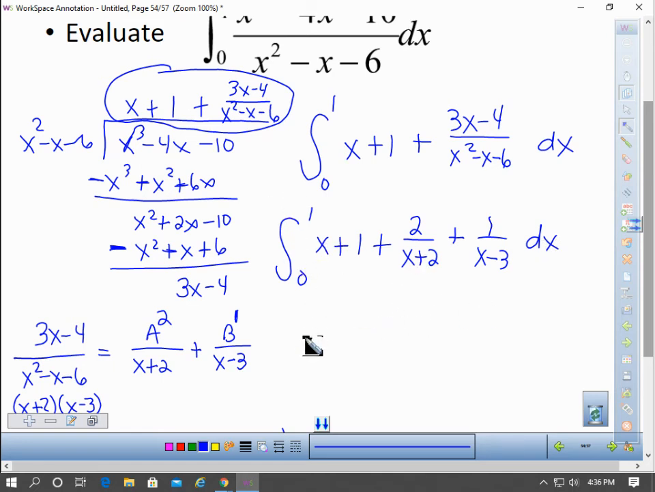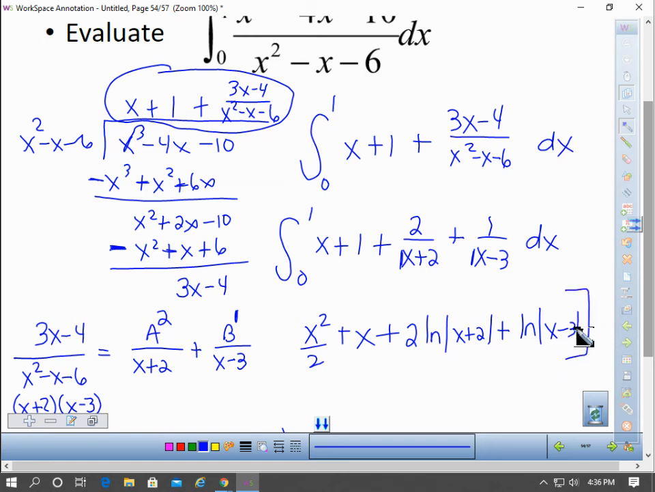The antiderivative of x is going to be x squared over 2, plus the antiderivative of 1 is just going to be x, plus, now here this has a 1 in front of it, so this is going to be a straightforward ln, and this is my coefficient, so 2 natural log of x plus 2. This has a 1 in front of it, and that's a 1 on top, so that's going to be a straight ln of the absolute value of x minus 3. I don't need the plus c because we're evaluating from 0 to 1.